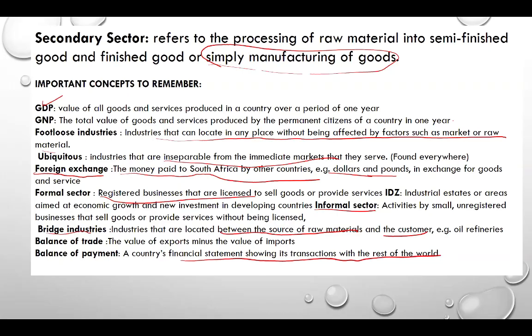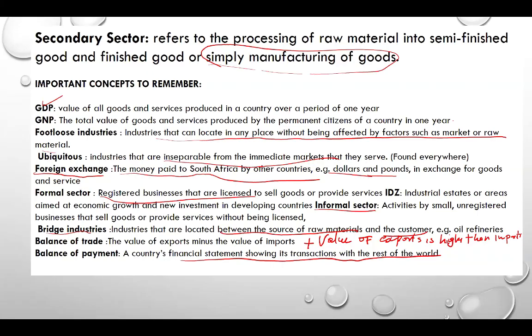So your balance of trade can either be positive or negative. When does the balance of trade become positive? It is when the value of exports is higher than the value of imports. Remember, with imports, you are spending money because you are buying, and with exports, you are gaining money because you are selling.